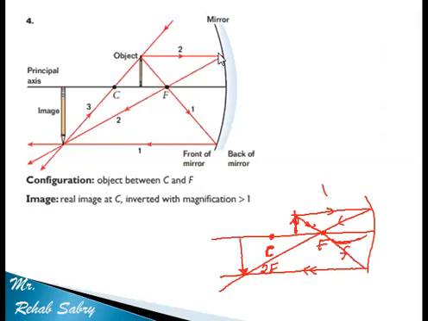The image will be formed here. So this is the image. The image is enlarged here, so the magnification is more than 1, and it's real. It's inverted. Where is it? The image distance, which is Q, is more than 2F, because this is 2F. I hope it's clear, inshallah.